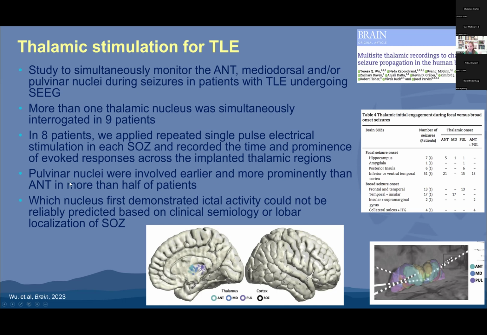And in more than half the patients, the pulvinar was actually involved earlier and more prominently than the ANT, but pulvinar and ANT were both very often involved and both showed up very quickly at seizure onset. And so these are both areas that are really things we should consider for temporal lobe epilepsy patients, even those with a normal imaging.